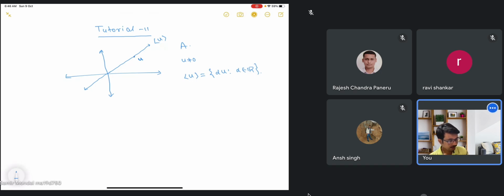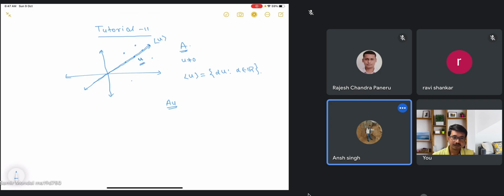So if A acts on U, this vector might be here, might be here, here, or here, we don't know. So after acting A on U, this vector U can be shifted to any place in R2. So there is some possibility that after acting A on U, it lies on this line. Yes, there is some possibility, is it or not? Yes, sir, it might happen.